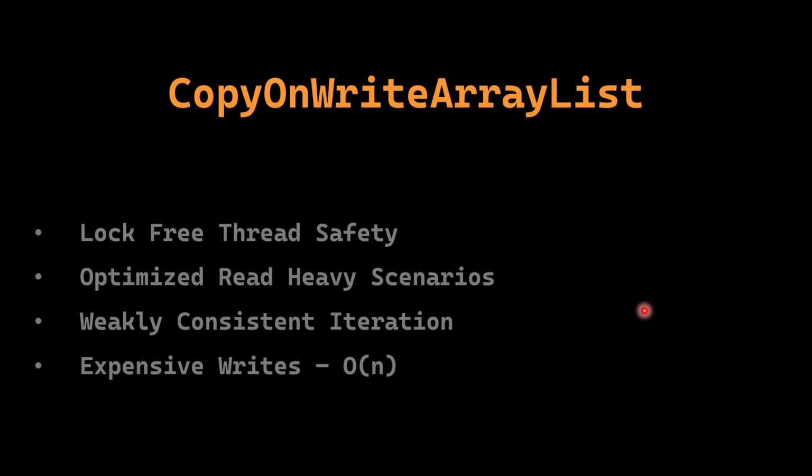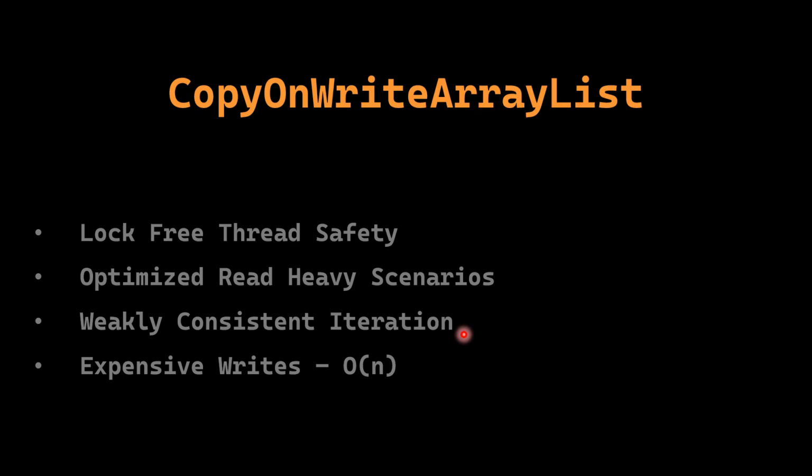For example, consider event listener lists where listeners are registered less often and events are broadcasted frequently, and other situations where reads vastly outnumber writes. This unique approach affects iteration behavior. CopyOnWriteArrayList provides thread safety without explicit synchronization by using volatile array references and ensuring all mutative operations copy the underlying array. It features weakly consistent iteration semantics.